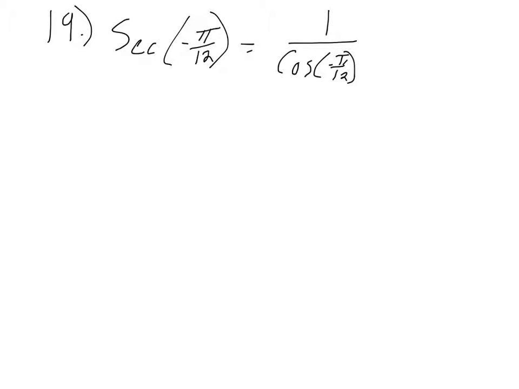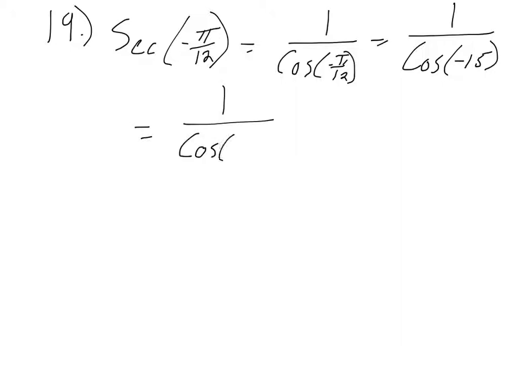And it helps me often to convert to degrees when I'm thinking about what this could be a sum or difference of. Right, because I have to find two special angles that have a sum or difference of negative pi over 12. Probably a difference if it's negative. So negative pi over 12, well, 180 divided by 12 is negative 15, right? And the one I can think of off the top of my head is 30 minus 45, right? So this could be the same as 1 over cosine of 30 minus 45.